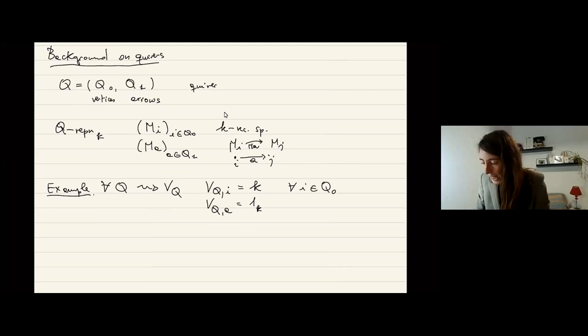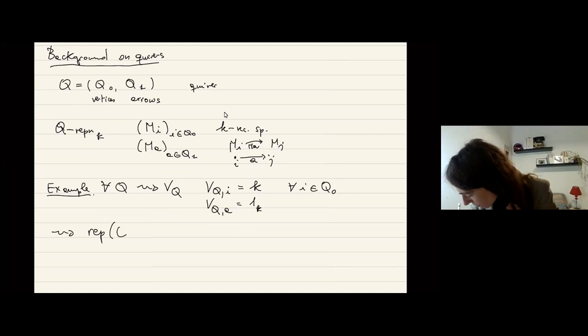Of course, you can make sense of a notion of morphisms of Q-representations. That means you just have morphisms between the various vector spaces M_i which commute with the K-linear maps you fixed. And so you get the category of Q-representations with K coefficients. But I only want to consider the finite dimensional ones.